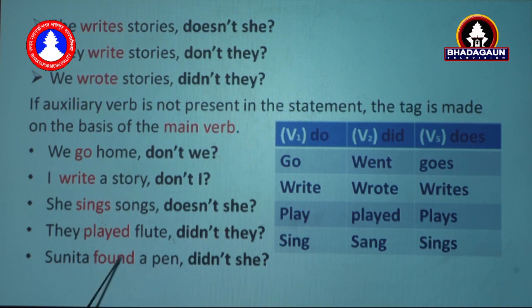Sunita found a pen. Found, verb 2. Verb 2 means did. Statement positive, so we have to make the tag negative. That's why the negative of did is didn't. Sunita is not a pronoun. We just use a pronoun in the tag. So Sunita is a noun, and the pronoun of Sunita is she.